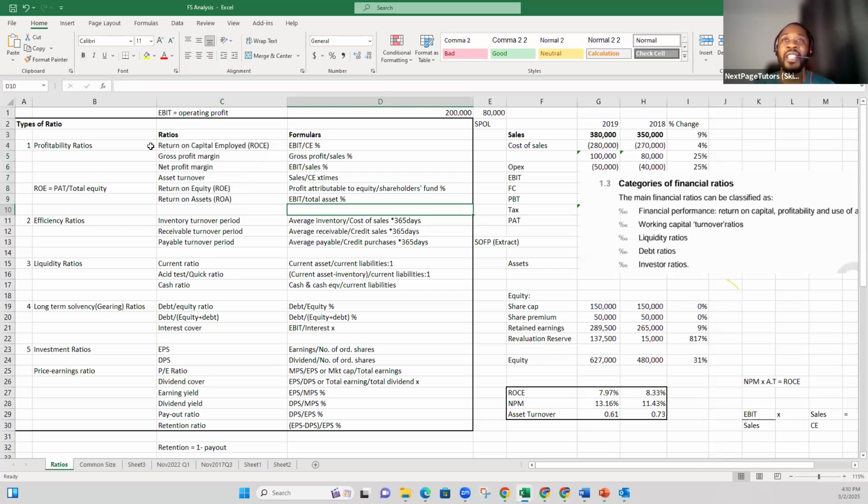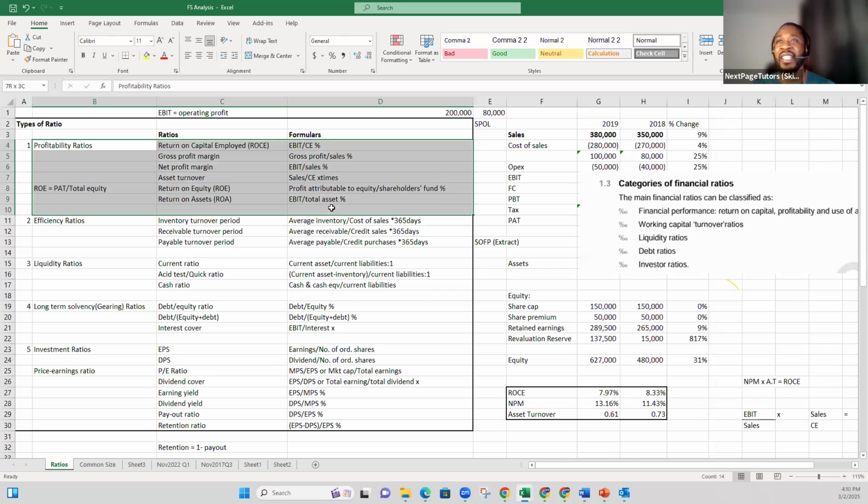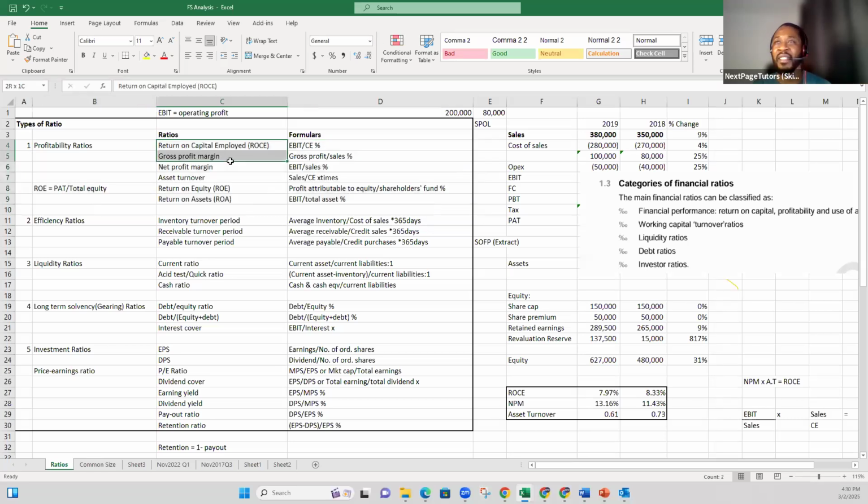Okay, so take a look at profitability. We have identified some ratios that you can possibly have under profitability. Of course, this is not exhaustive. You can have more ratios under this, really. But we've identified return on capital employed, ROCE. This is the most popular measure of profitability, right? And then you have gross profit margin. You have net profit margin, you have asset turnover, you have return on equity, and then you have return on asset, right? And how do we calculate this?